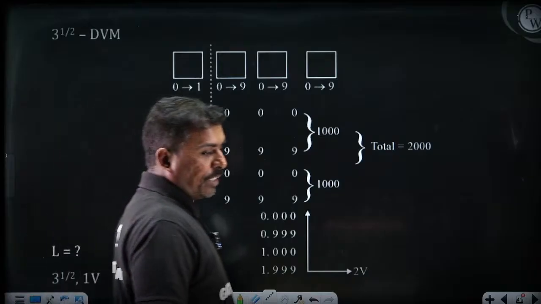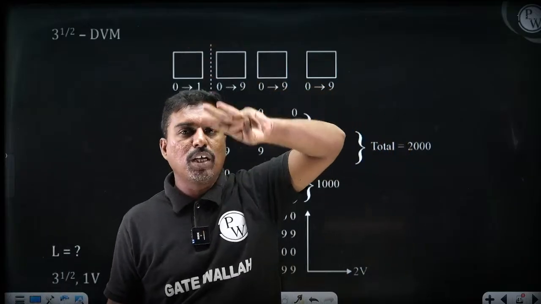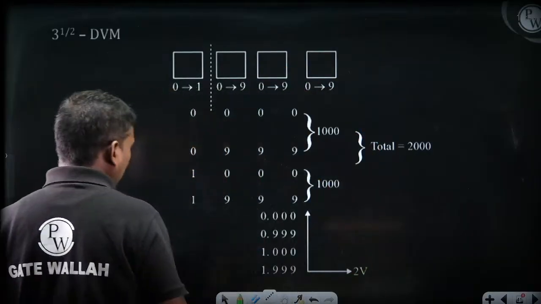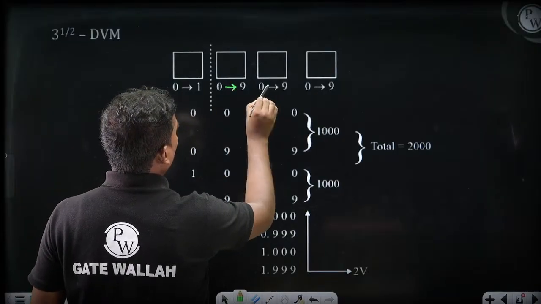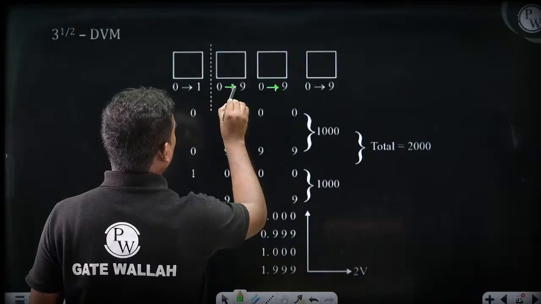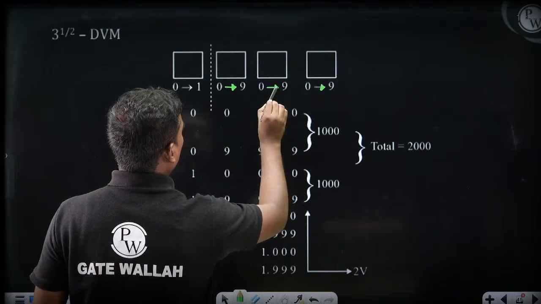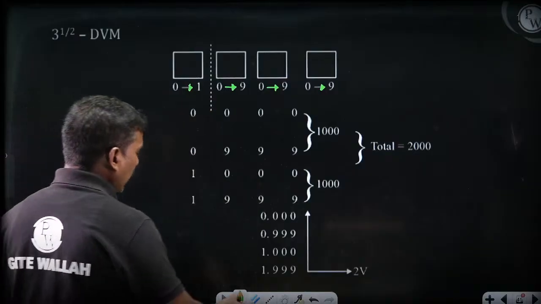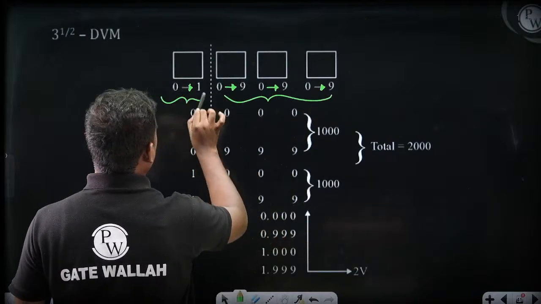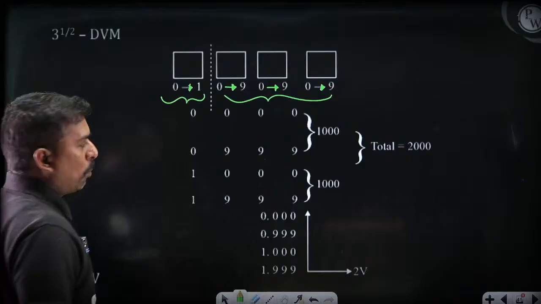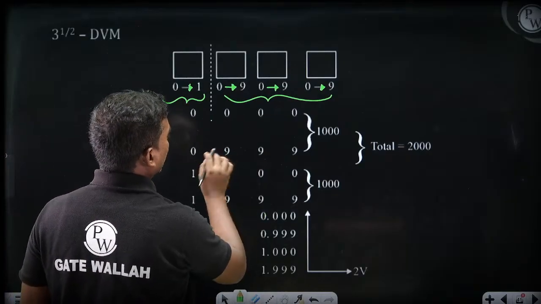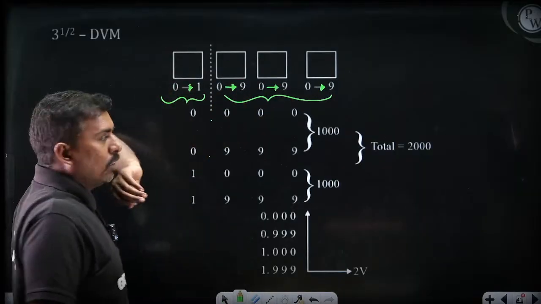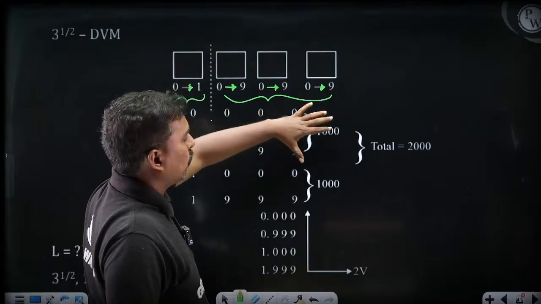Now I am going for 3.5 digit. 3.5 means a 3.5 digital voltmeter. That means we have 3 full display digits and 1 half digit. The full digits each go from 0 to 9, and the half digit goes from 0 to 1. So the full digits give 0.000 to 0.999.